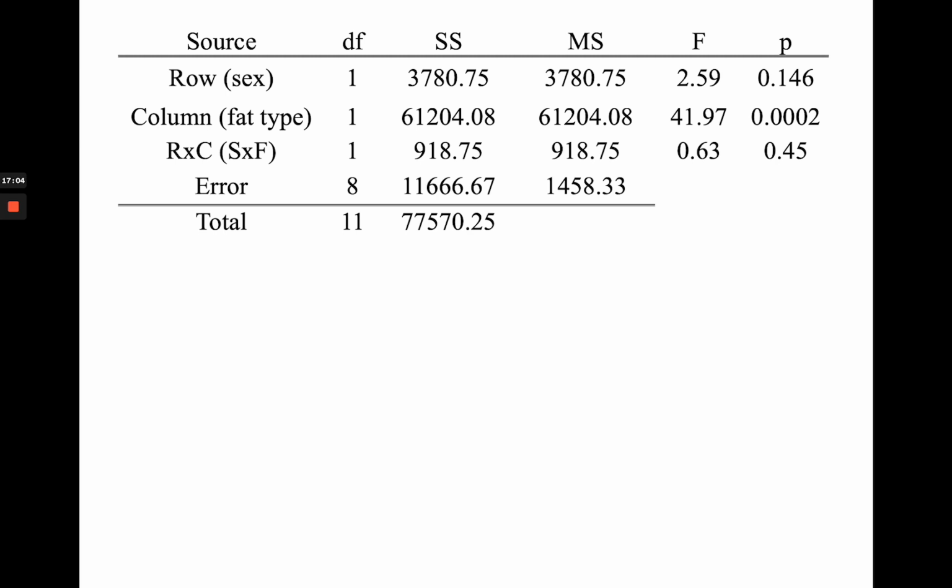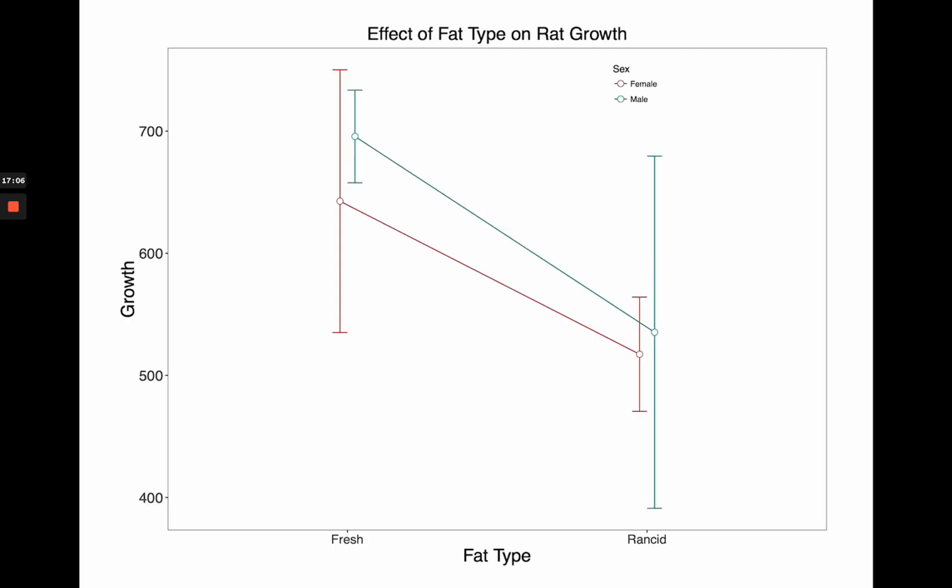Well, what does that mean? Well, we can graph these data, and I've graphed the means and the 95% confidence intervals for these data, and what you find is that animals, both males and females that are fed fresh fat, grow more, they gain more weight than both males and females that were fed rancid fat. This is that effect of fat type on rat growth. But one of the things that you'll also notice is that males are always higher than females, although not significantly so.